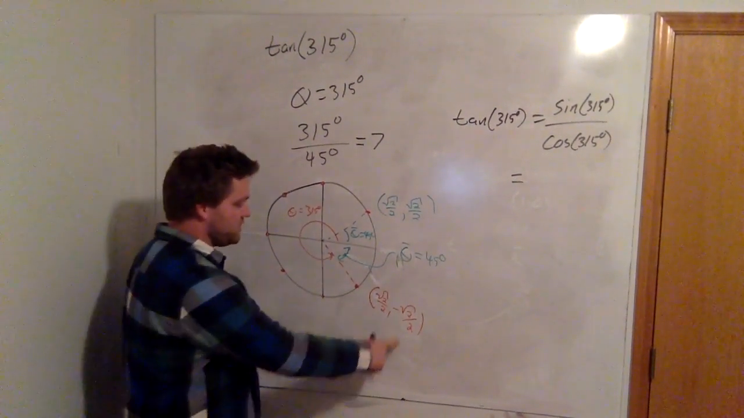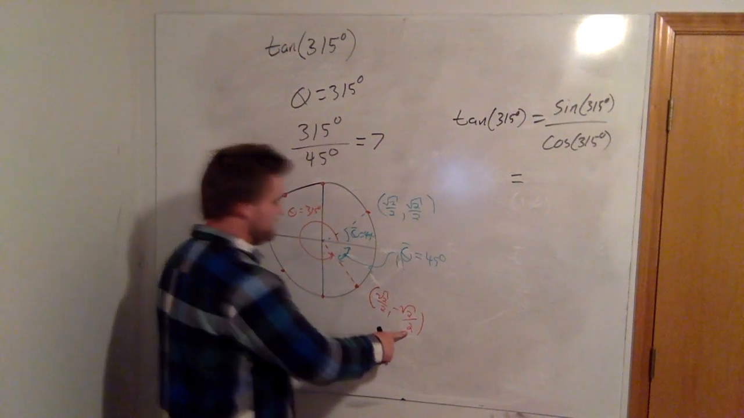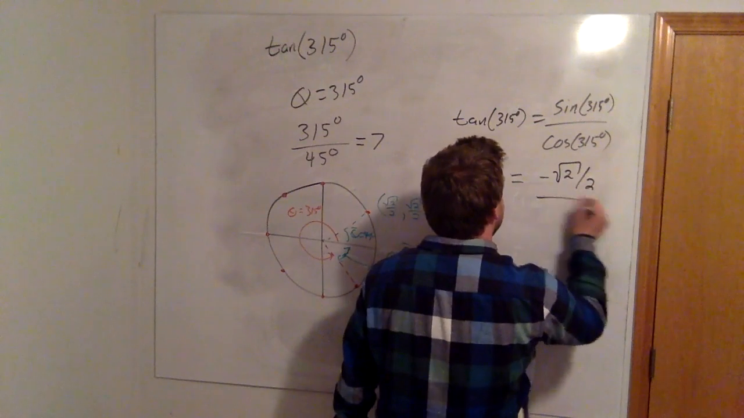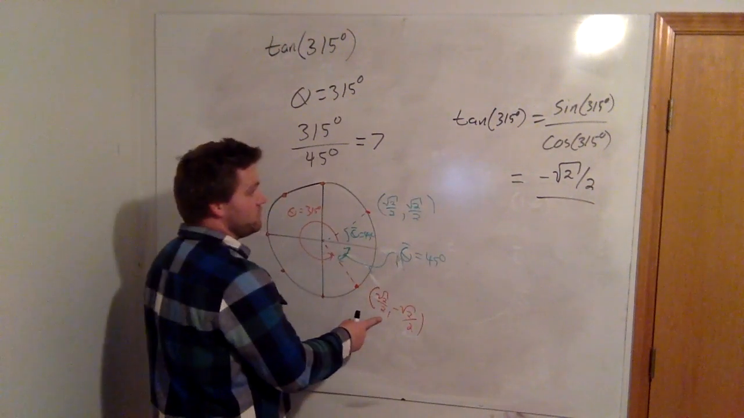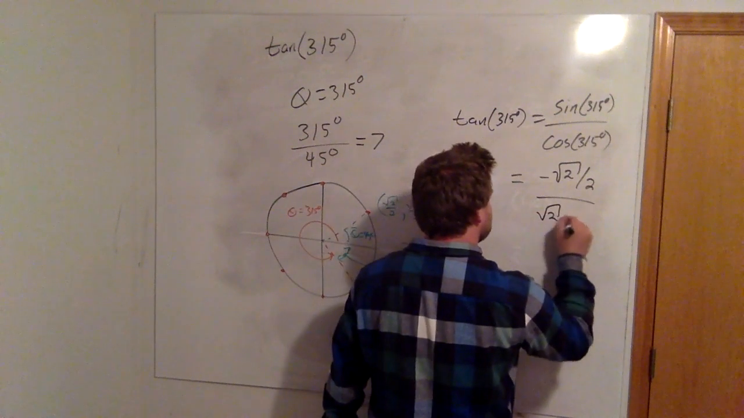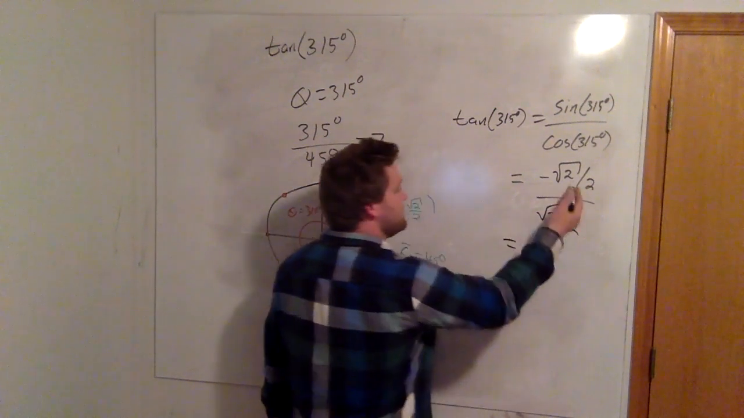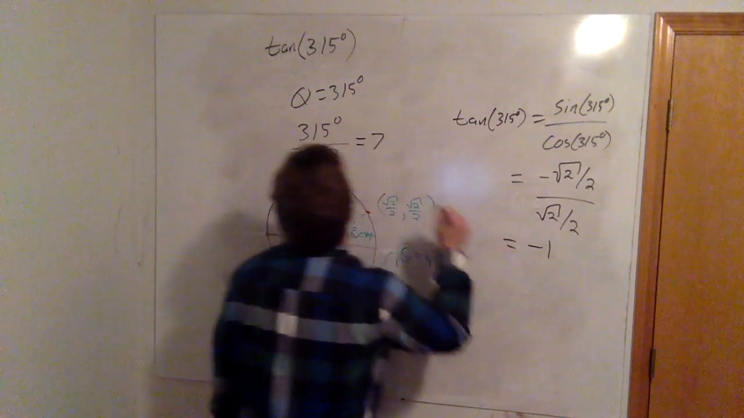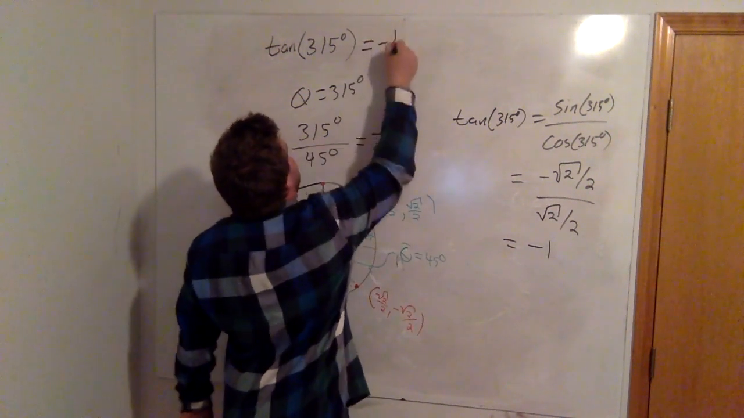Okay, so let's see what sine of 315 degrees is. Sine is the y-coordinate, so sine of 315 degrees is negative root 2 over 2. Cosine of 315 degrees, cosine is the x-coordinate, so it's going to be root 2 over 2. So I have a negative root 2 over 2 divided by a root 2 over 2. This is going to be a negative 1. So the answer is negative 1.